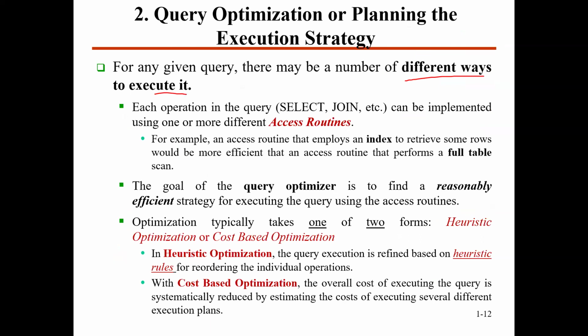So each operation in the query is performed by using select and join, or by using different access paths or different access routines. For example, an access routine that uses an index to retrieve fewer rows could be more efficient than an access path or access routine that performs a full table scan.